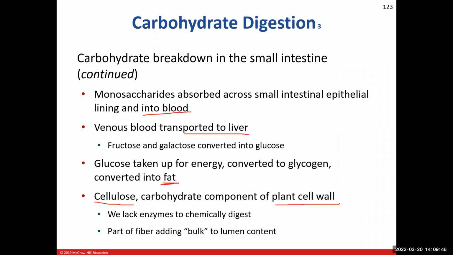We just do not possess the chemical digestive enzymes to break that down. We can break it down somewhat with mechanical digestion, actually, when you're chewing your food. But you can't chemically break it down. So we refer to that as fiber. And fiber is the bulk that helps, quote unquote, keep us regular, helps to move material through the lumen of your GI tract.